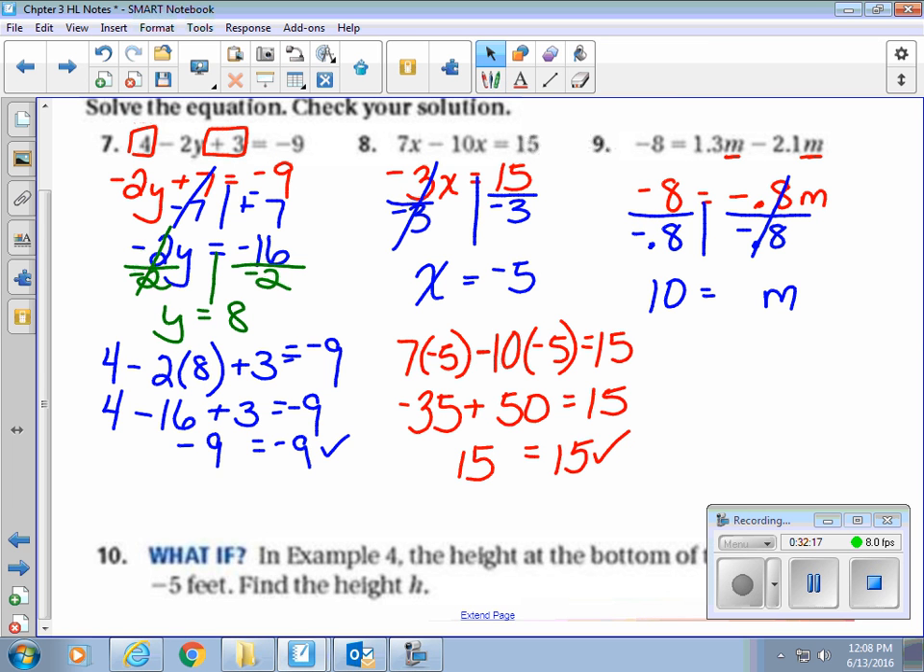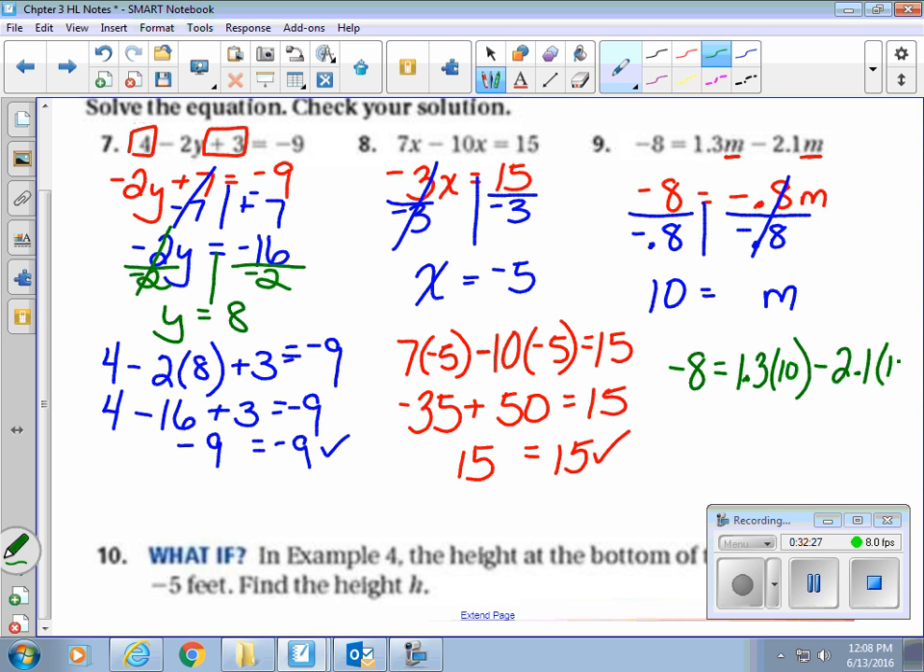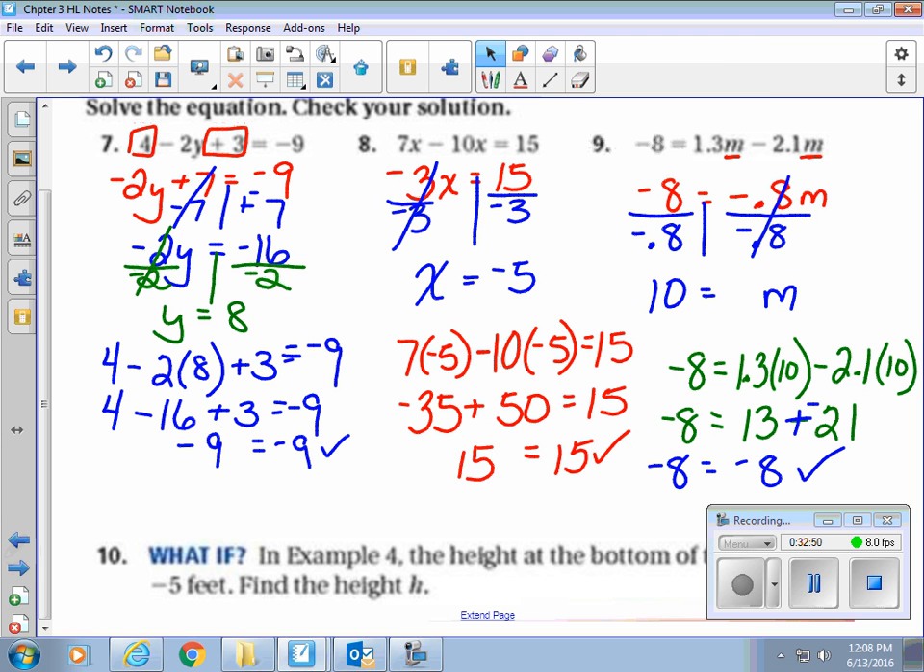You're then going to substitute that into check. Is negative 8 equal to 1 3/10 times 10 minus 2 1/10 times 10? Well, 1 3/10 times 10 is 13, and 2 1/10 times 10 is 21. And if you want to think in terms of keep change opposite, you find the difference between those two, which would be 8. Take the sign of the higher absolute value, which is negative. Negative 8 equals negative 8 is a true statement. Therefore, it is correct.